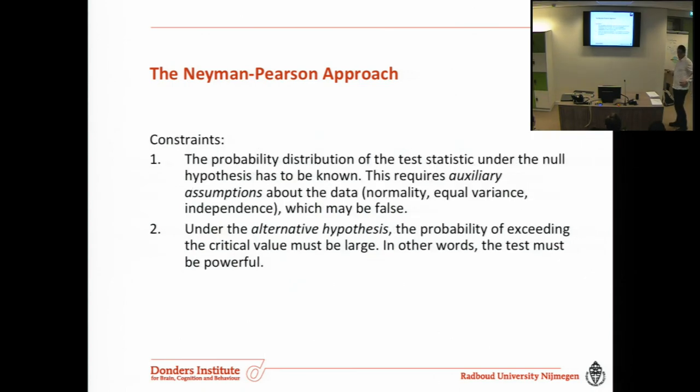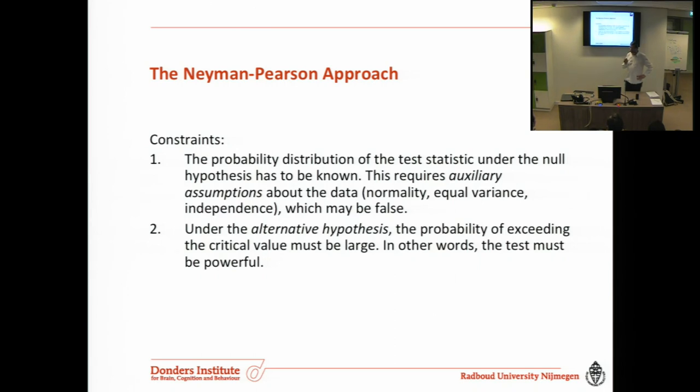Now, the approach also has some constraints, and these constraints are not so important if you work with scalar observations, but they become terribly important if you work with high-dimensional data. First, if you use the Neyman-Pearson approach, then you must know the sampling distribution. Actually, what I say here in the first sentence, the probability distribution of the test statistic under the null hypothesis, is just another way of saying the sampling distribution. The sampling distribution has to be known, because you calculate your p-value under the sampling distribution. So you must know the sampling distribution. And that's a difficult thing. That's not simple.